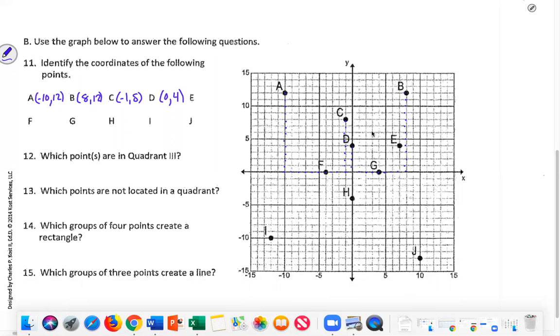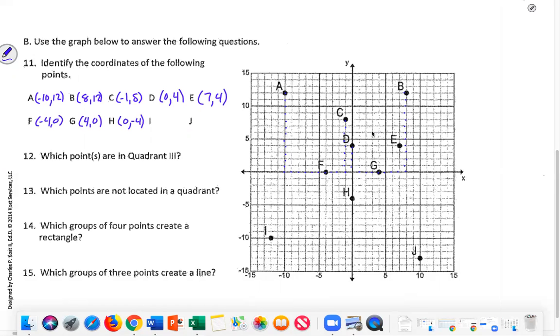So we know here, E is at 7 and up 4. So 7, 4. I don't necessarily have to count it out, but if you need to count it out, feel free. Okay, let's keep going through these. F is -4, 0. G would be at 1, 2, 3, 4, 0. H would be at 0, -4.